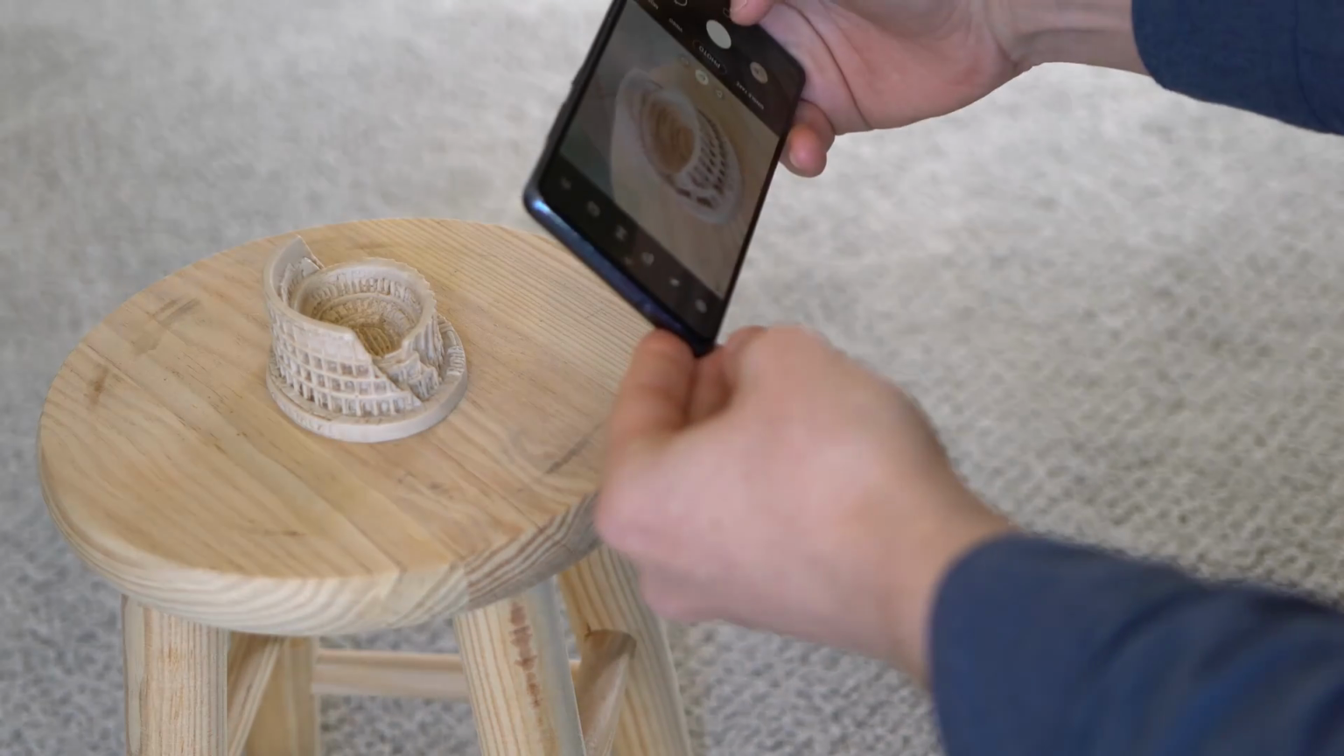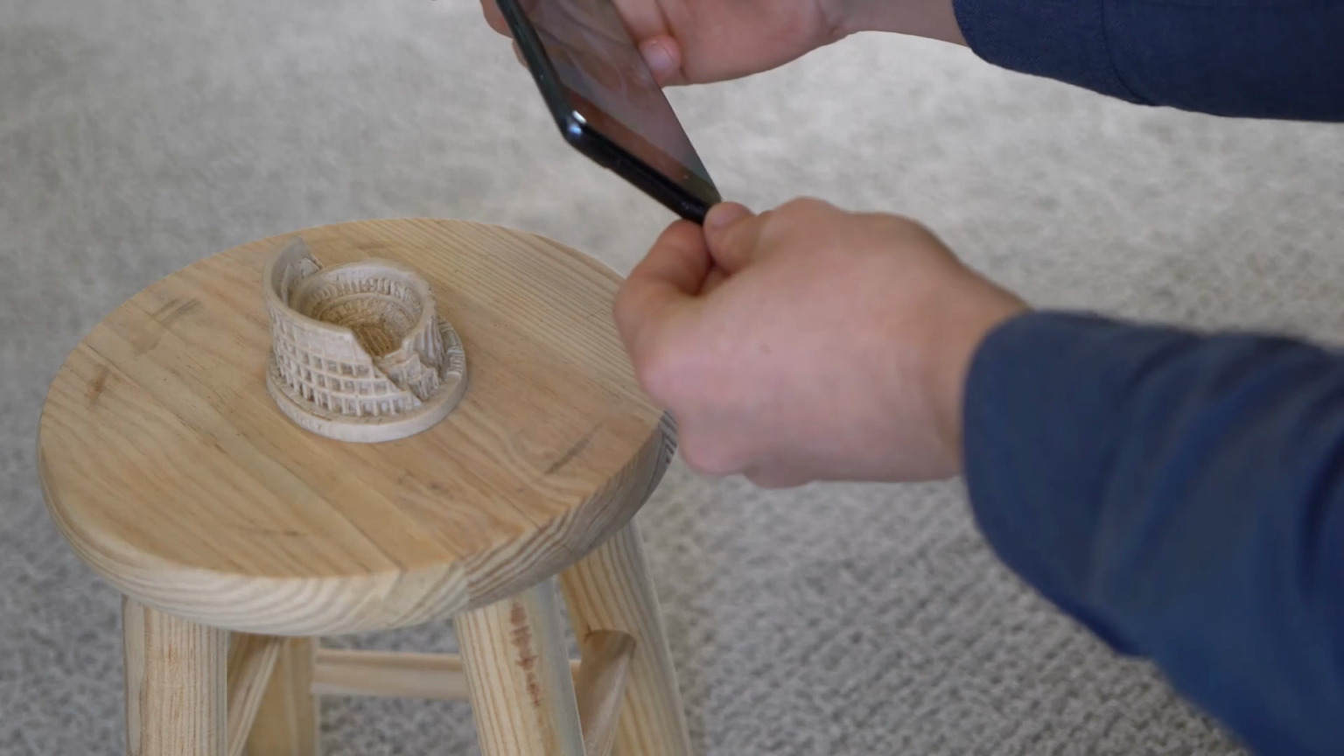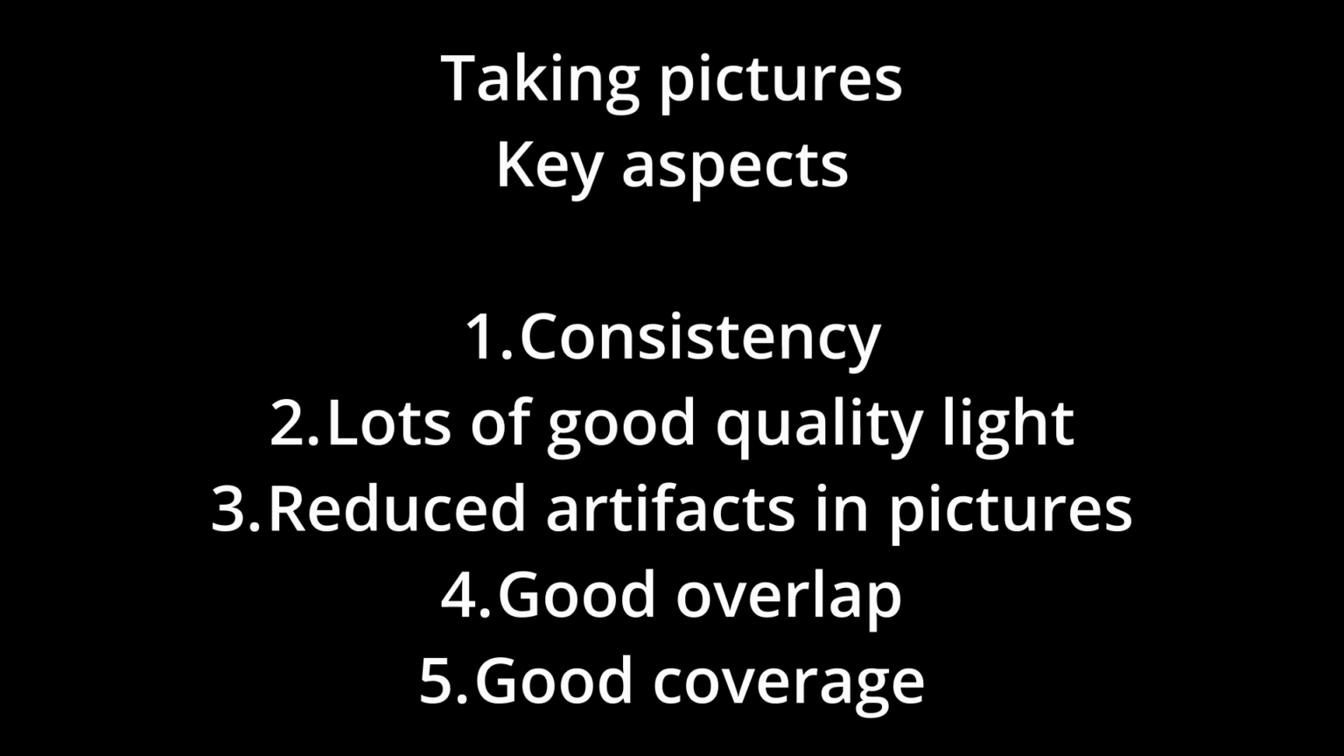Also, you have to have good coverage of the object. Make sure that the object is at least 50% of the image frame and that you cover all the surface that you want to reconstruct in 3 dimensions.